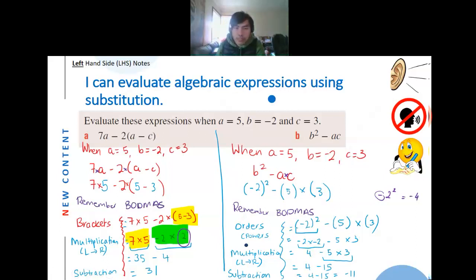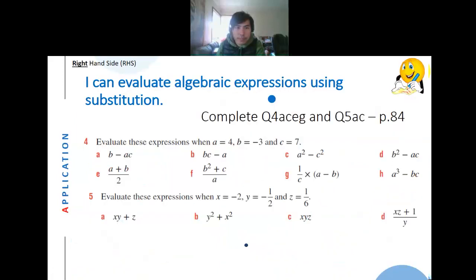So with that, here are the questions that you have to do. Okay, so for question 4, you have to do A, C, E, and G. And for question 5, you just have to do question A and question C.